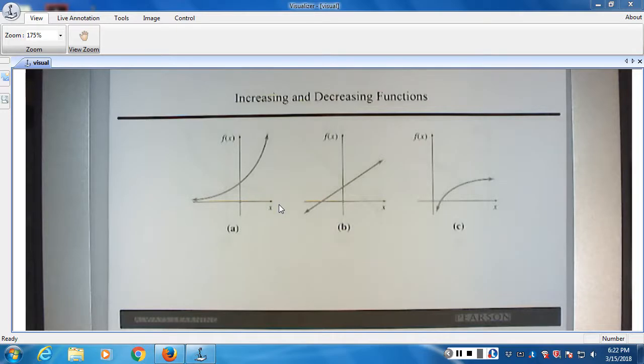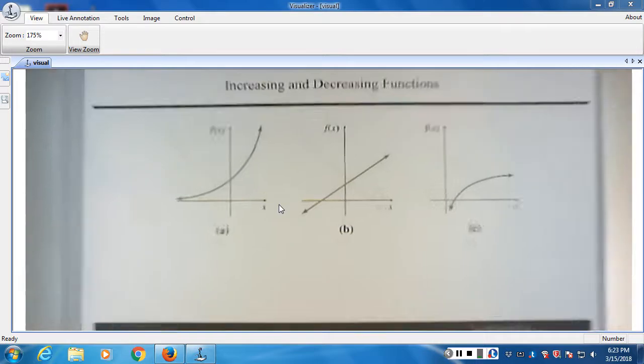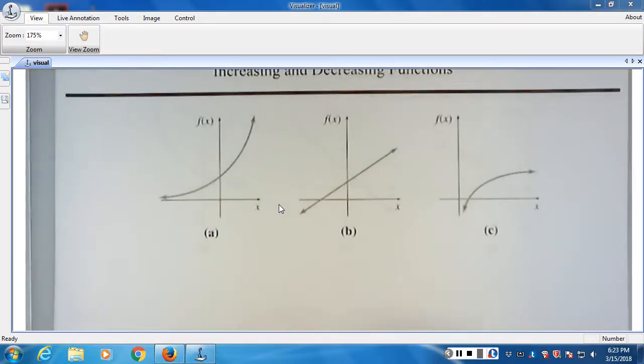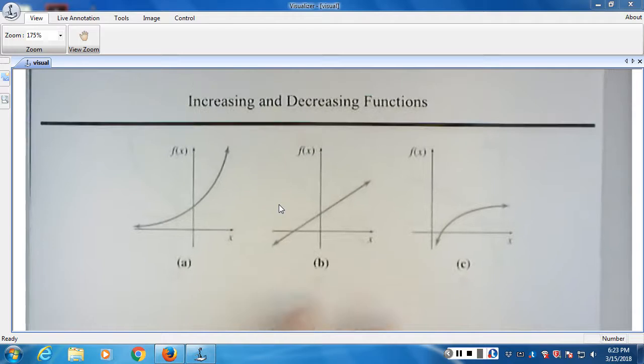The first of the three functions is going to be an exponential function. The second function is going to be a linear function. And the third one is going to be a logarithmic function. So if you look at those right there, I'm going to get these as big as I can so that we can see everything clearly.